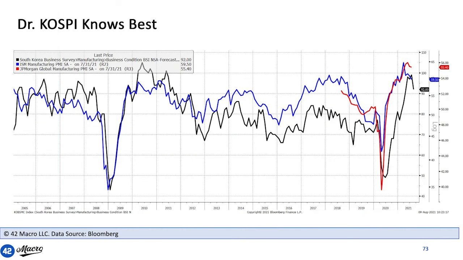On slide 73, Dr. Cosby knows best. And so I'm showing the black line, the Korea Manufacturing Business Survey Index, relative to the blue line, the ISM Manufacturing PMI. The red line is the JP Morgan Global Manufacturing PMI, and those are likely headed lower. They're likely to follow the black line lower. And so with the black line, that 92, that's a data point for August. Obviously, we've only gotten July data for the other two indices.